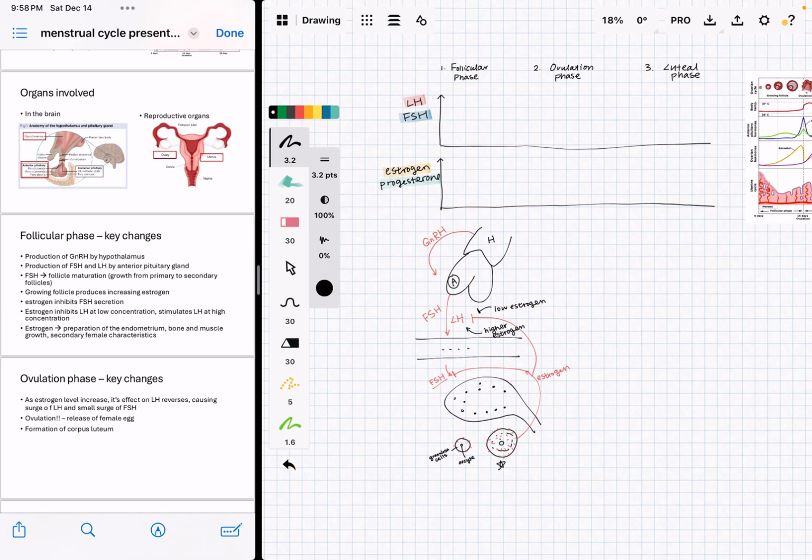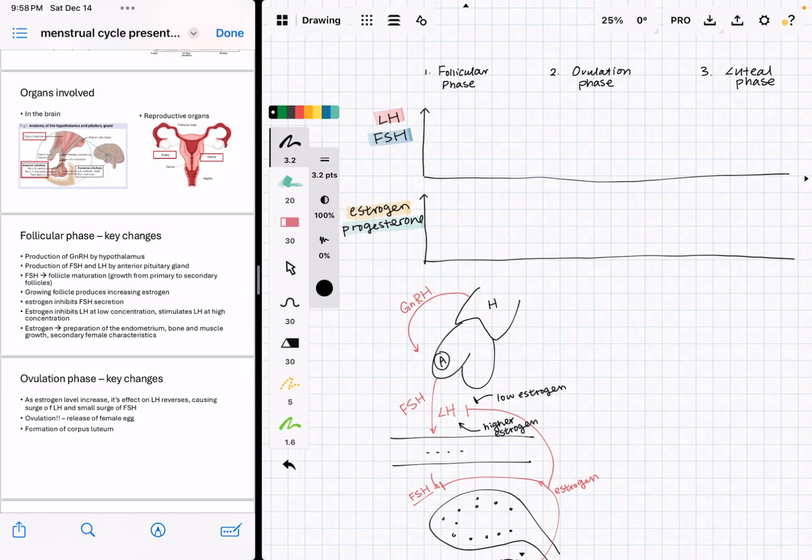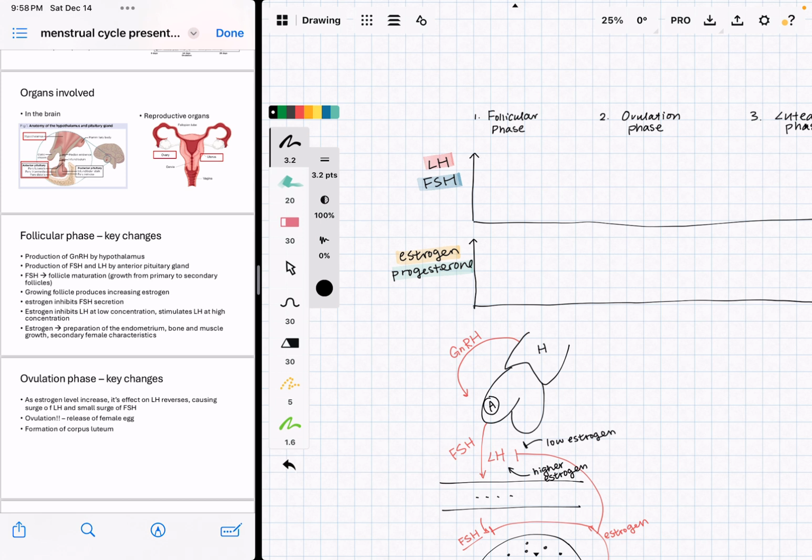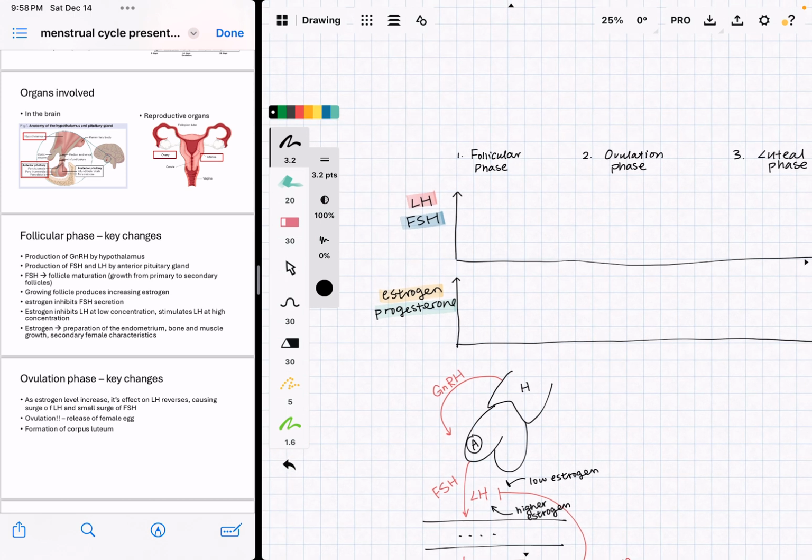Do you have any questions? No? Okay, then I'm going to ask you to tell me about how the levels of different hormones change during the follicular phase. And I'm going to draw it out on this diagram, so it's going to be easier to visualize.